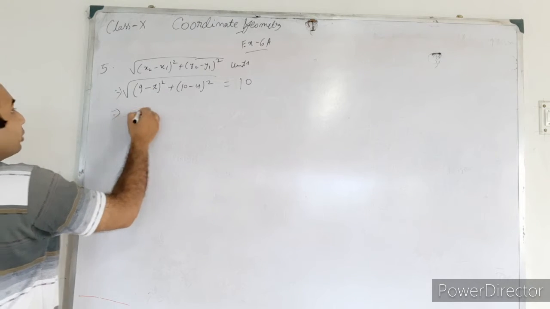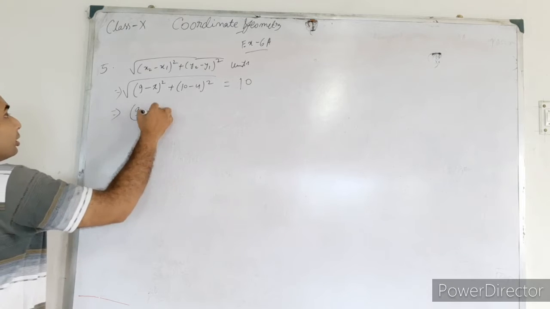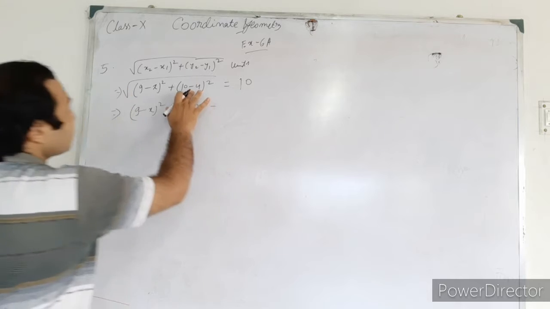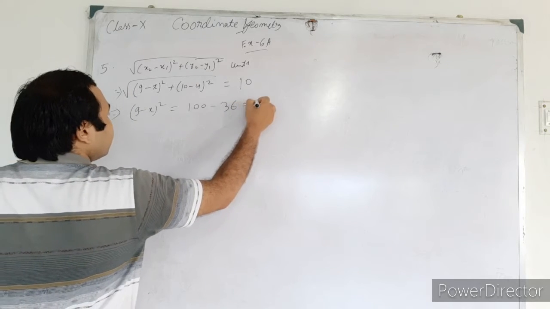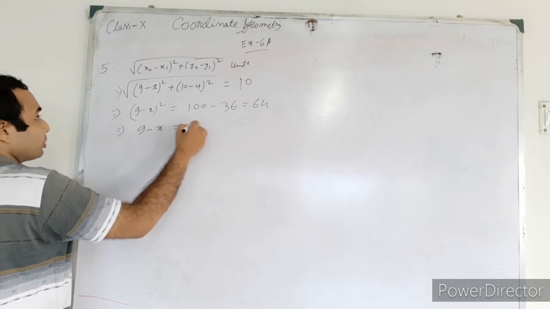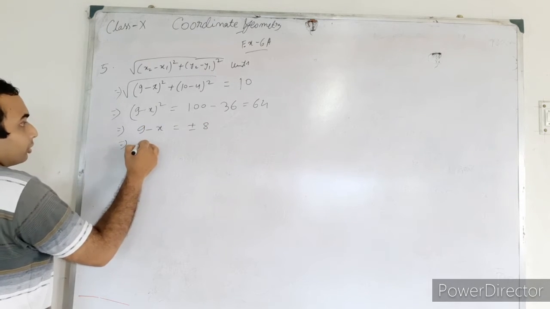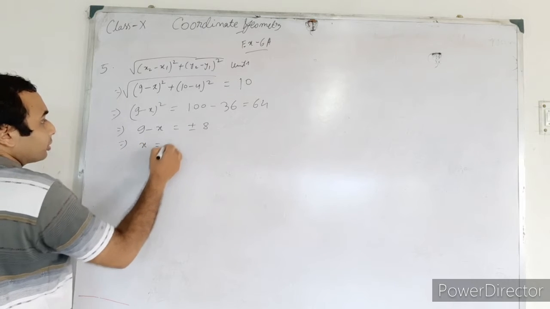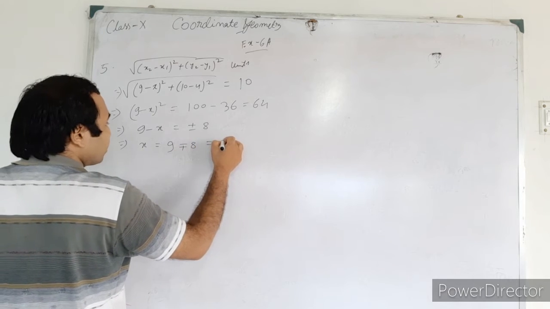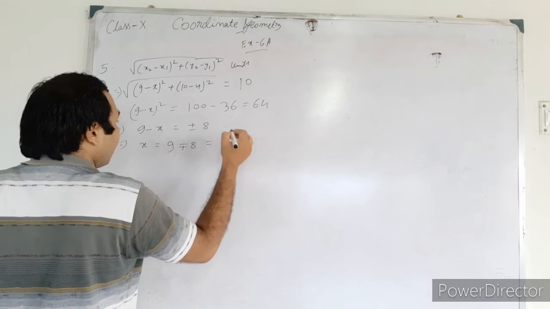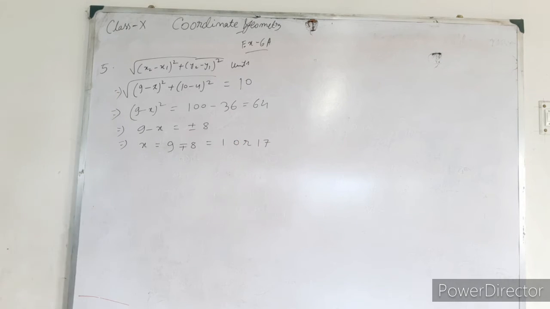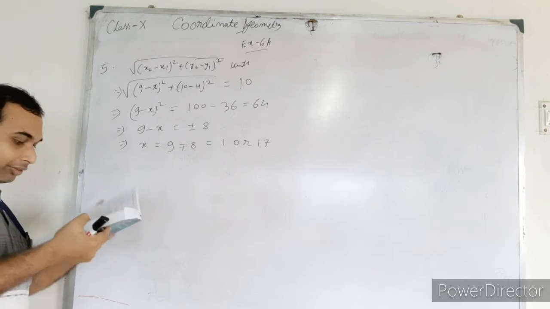So let us solve this one. Obviously (9 minus x) whole square equals 100 minus 36, so it is coming 64. So 9 minus x equals plus minus 8, so x equals 9 minus plus 8, and so the value of x is either 1 or 17.